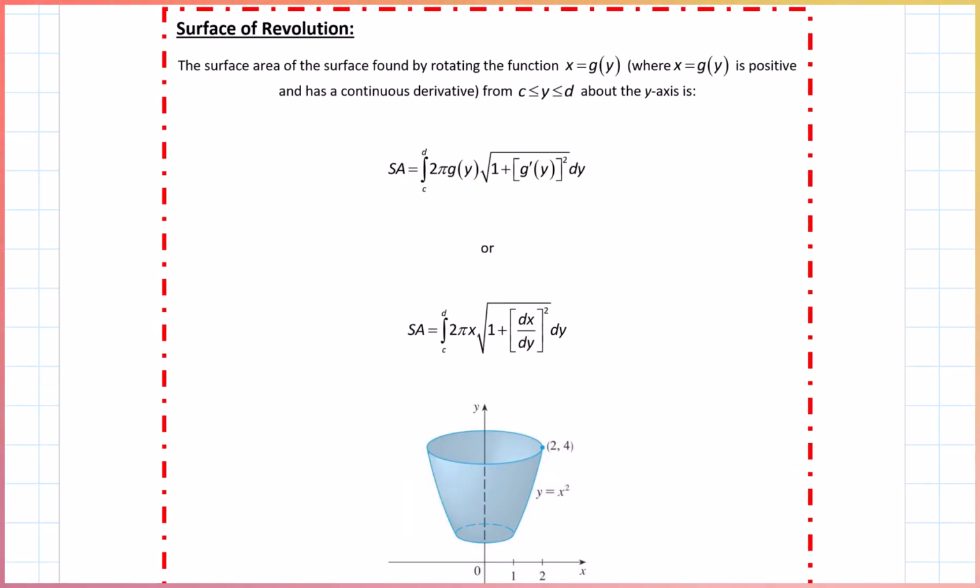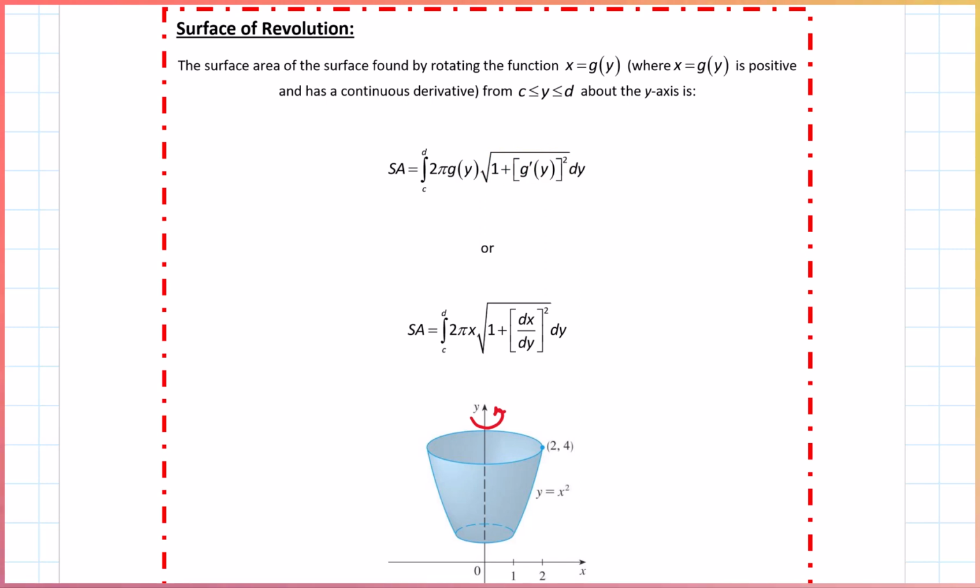And let's consider just the case where we have x as a function of y and we revolve, rather than revolving around the x-axis, what if we revolved about the y-axis? So if we're revolving around the y-axis, our formula is 2 pi g of y times the square root of 1 plus g prime of y squared. Notice that similarity to the arc length formula again right there.